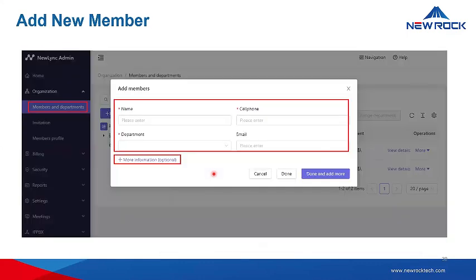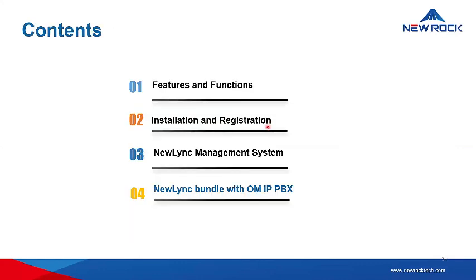Okay, if you want to add a new member, go also to organization members, then click this and fill in the required information: the name, the department, his cell phone number, his email, and after that, click done. If you want to add more, you can click this one. If you just add one person, simply click done. So I think that's it for the management system.